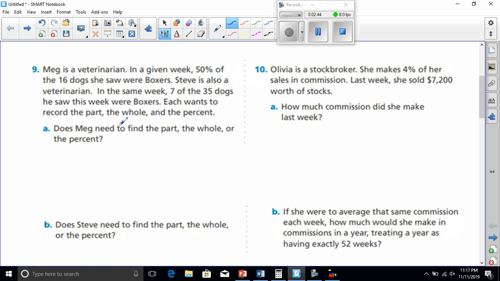Does Meg need to find the part, the whole, or the percent? Well, in Meg's case, she has the percent, so that's 50%. It says of 16 dogs. So 16 will be the total amount of dogs. So that's the whole. So since she has the percent and the whole, she needs to find the part.